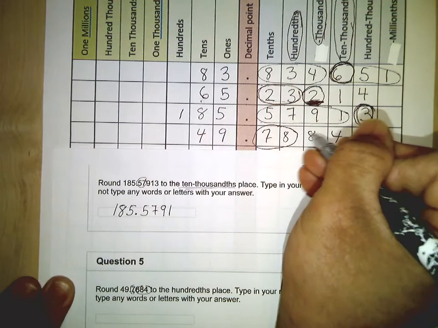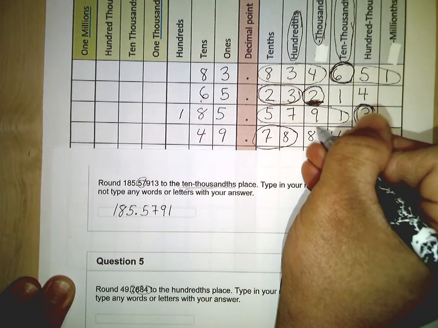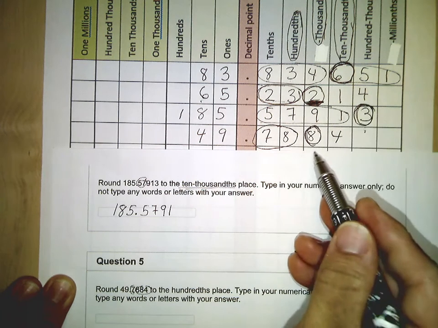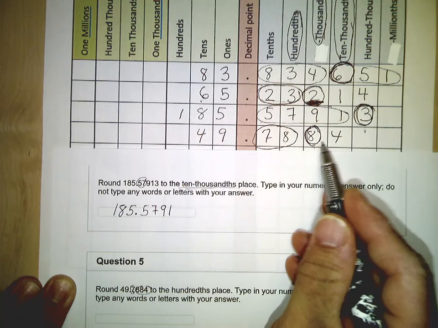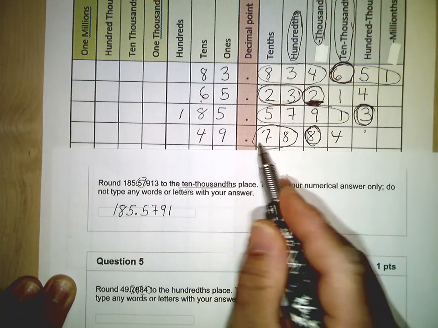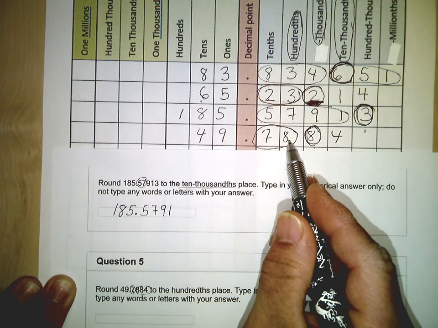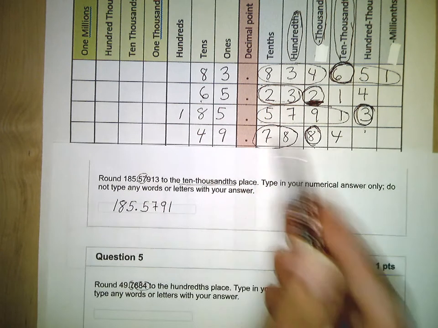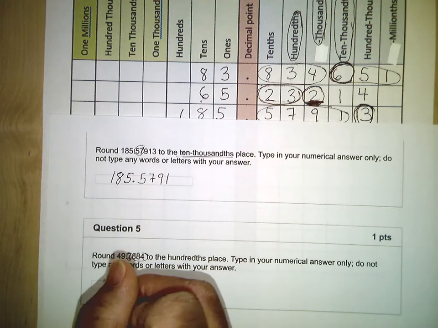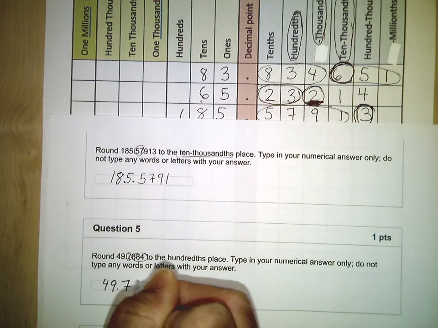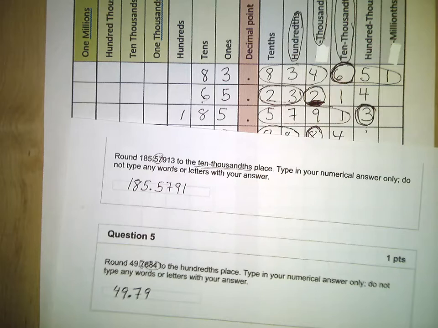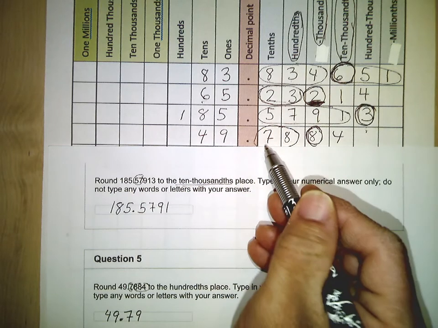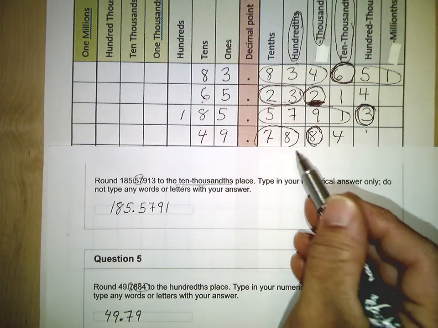And then I look at 1 digit to the right, in this case the 8, and that is 5 or higher. So this 78 becomes 79. All right, so I up this by 1 number. So 49.79, or again, that is read as 49 and 79 hundredths.